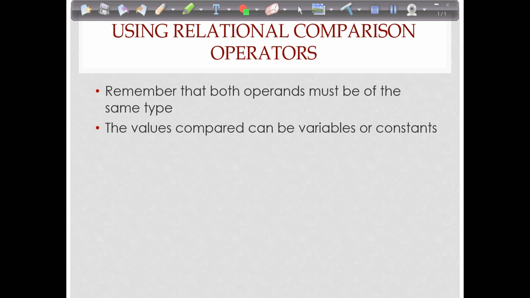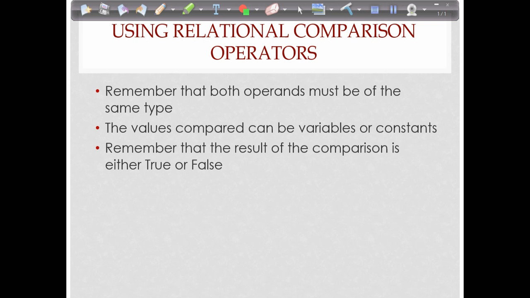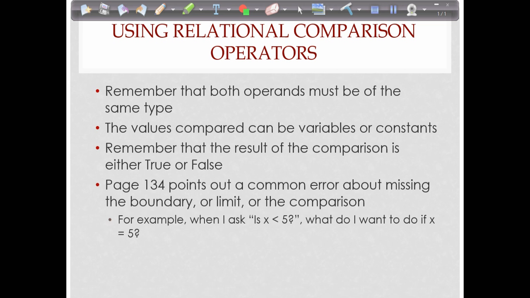The values compared can be variables or they can be constants. So I can compare x and total and num1. I can also compare with 10 and 5 and 4. Usually, on the left-hand side of the equation, we have to have a variable, and on the right-hand side of the relation, we'll need some kind of a constant or a variable, usually. The result of the comparison is always going to be true or false.